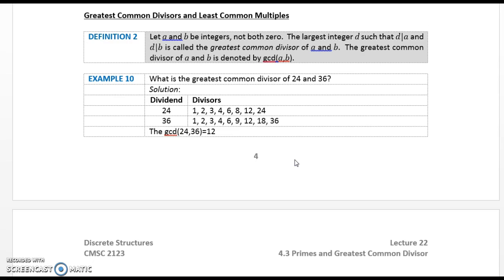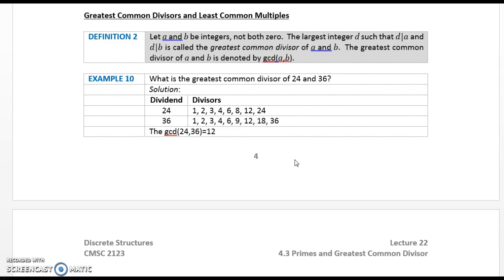Definition 2. Let a and b be integers, not both 0. The largest integer d, such that d divides a and d divides b, is called the greatest common divisor of a and b. The greatest common divisor of a and b is denoted GCD of a comma b.